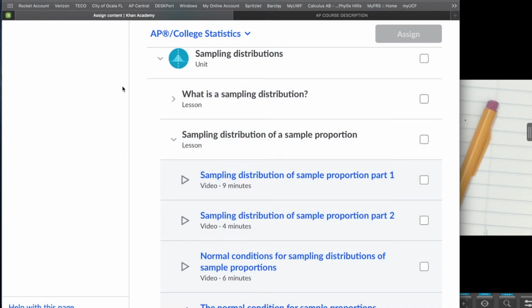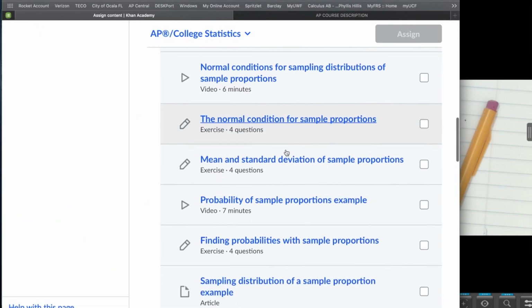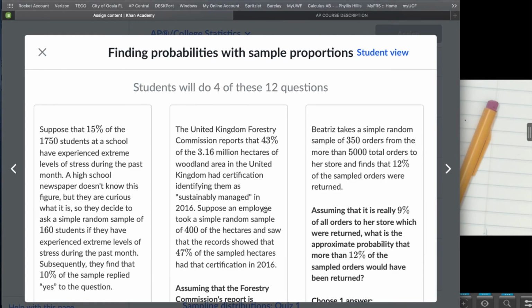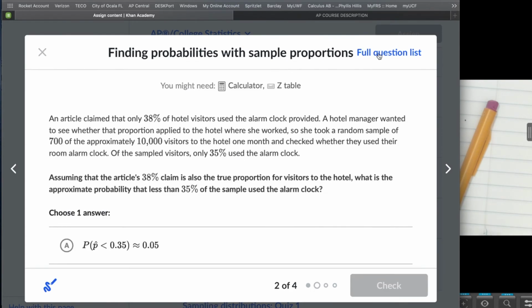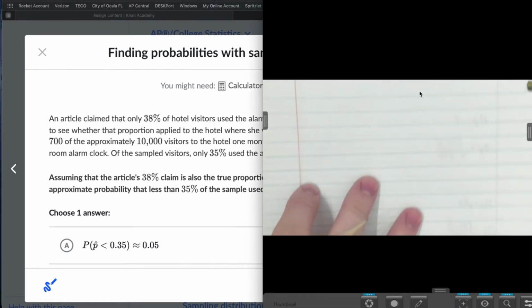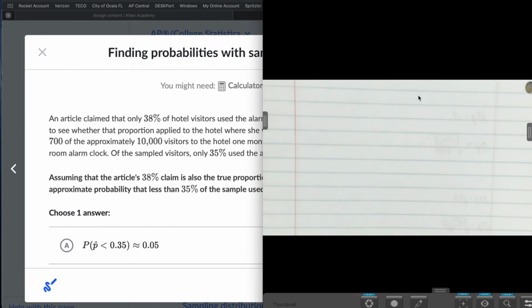Okay, so that's the first assignment. Let's look at the second, which is finding probabilities with these sampling distributions. So in other words, if you can find a mean and standard deviation, can you then find a probability based on that mean and standard deviation for a particular sample?